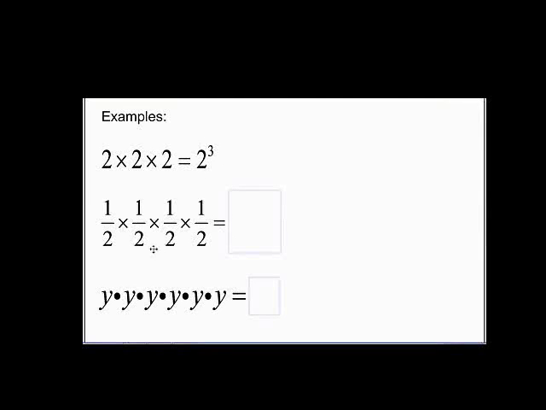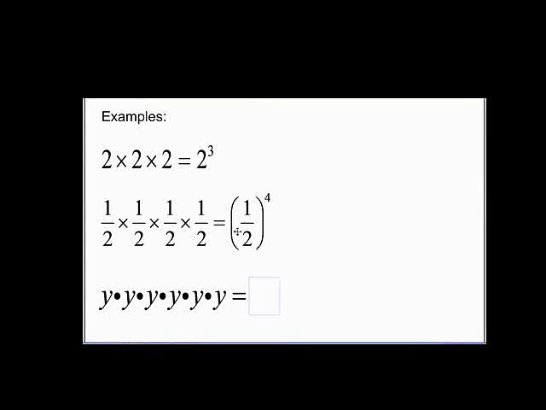If we look at our next example down here, I've got 1/2 times 1/2 times 1/2 times 1/2. I've got 1/2 being multiplied by itself 4 times. So it would be 1/2 to the power of 4. And you'll notice that we put the whole 1/2 in brackets here. I'm going to talk a little bit about brackets and the importance of them with exponents in just a couple minutes. So that's something to note.